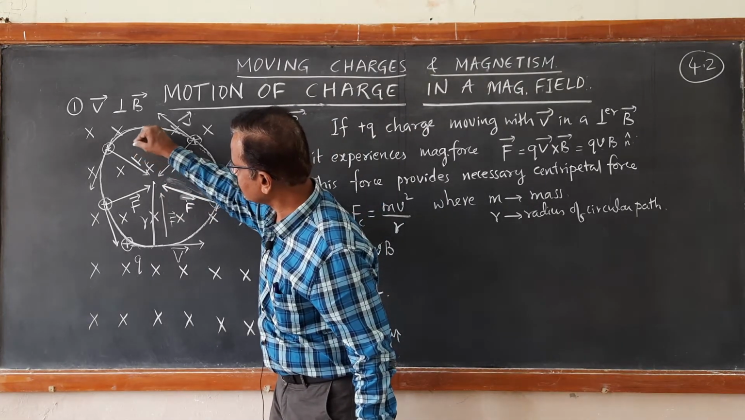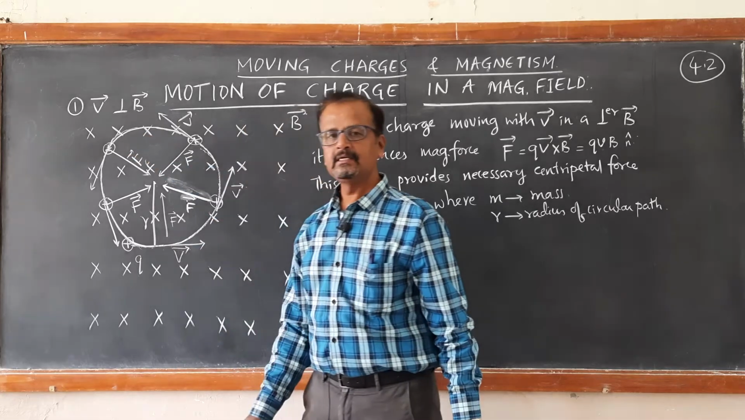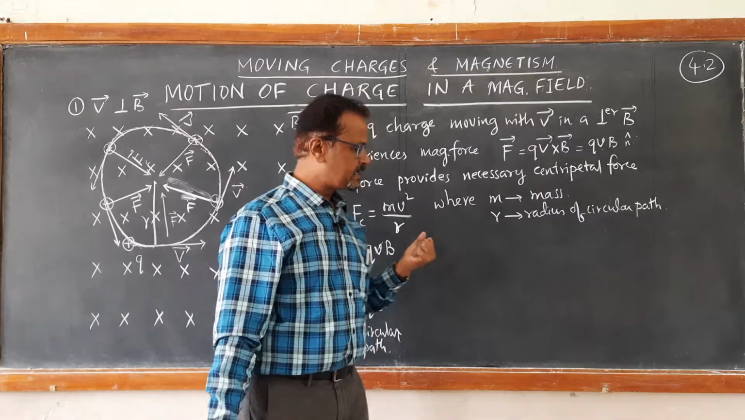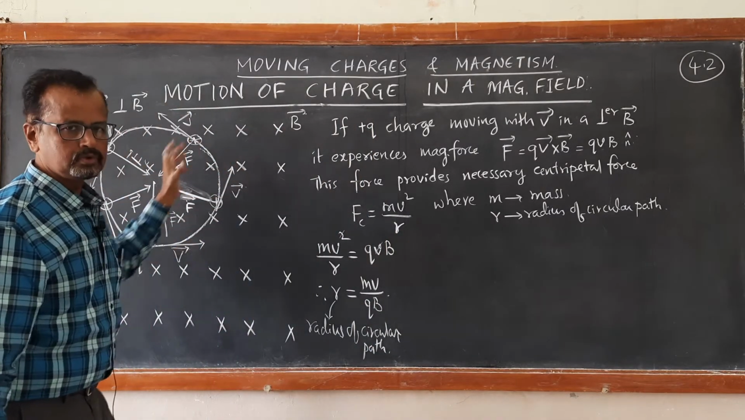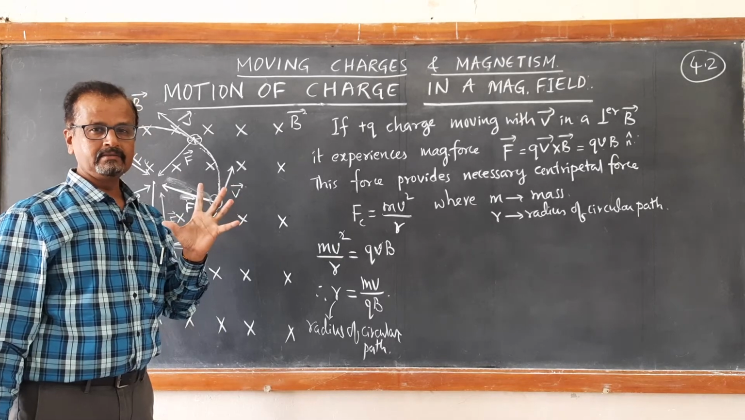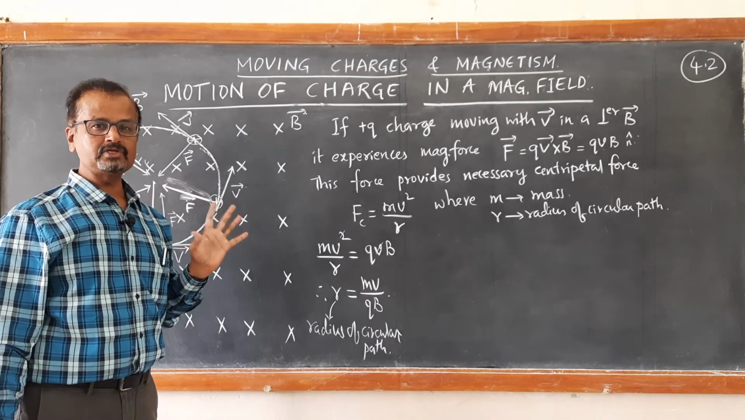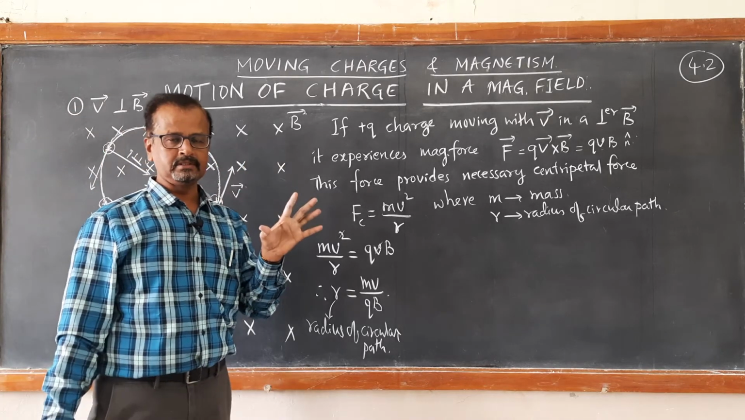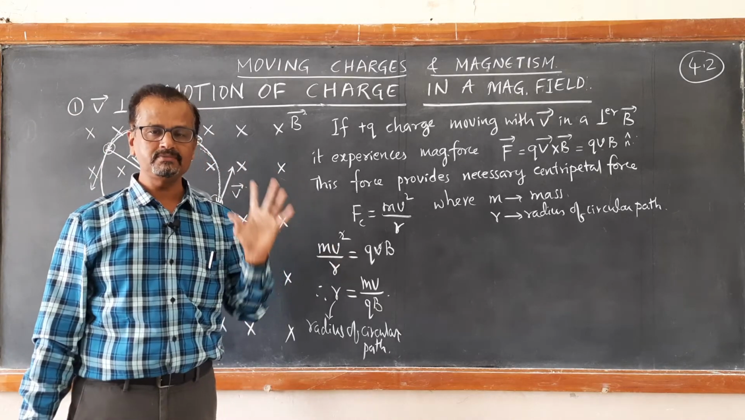Therefore, it is a radial force, which we call the centripetal force, provided by the Lorentz force. So that keeps the charged particle revolving with constant speed. Its direction keeps on changing everywhere, but its speed remains constant. Thus, it undergoes uniform circular motion.